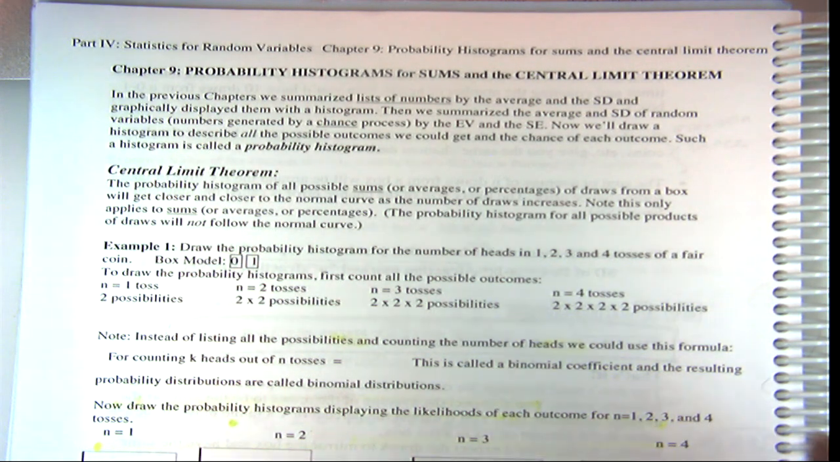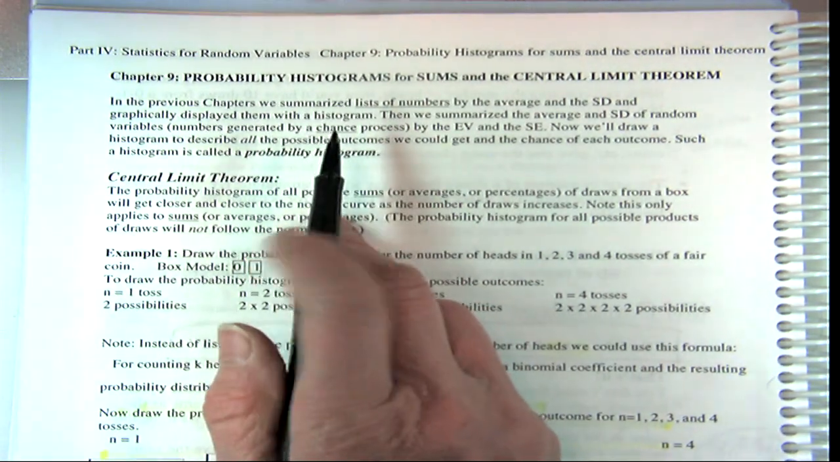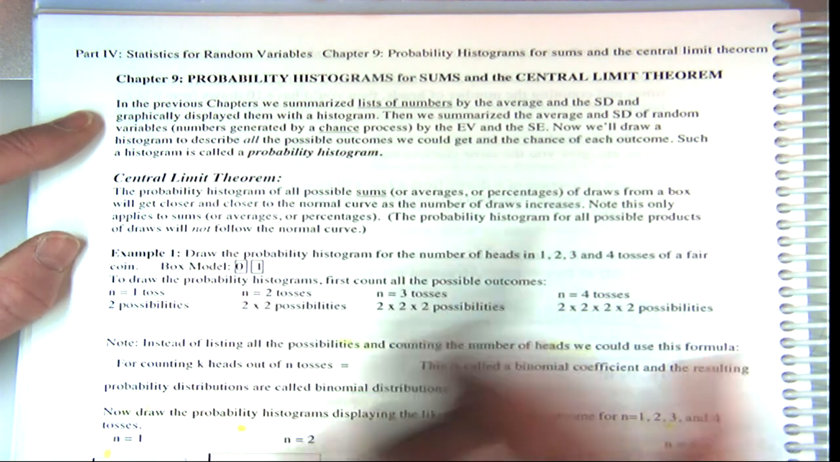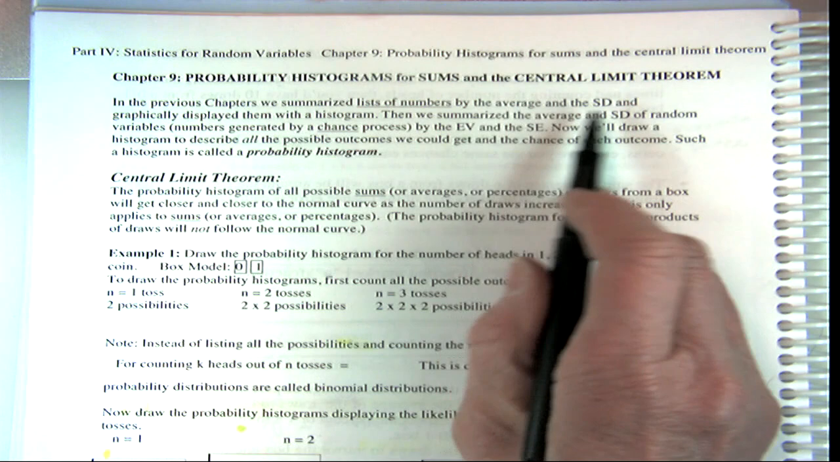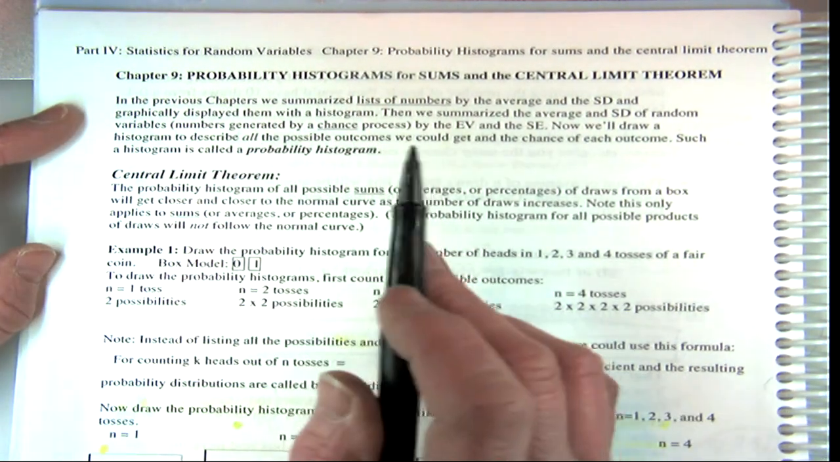Okay? So let's just read along here. It says, in previous chapters, we summarized lists of numbers. Just the numbers you had, not a chance process, just I gave you a list of numbers, by the average and the standard deviation. And then we graphically displayed them with a histogram. Okay?